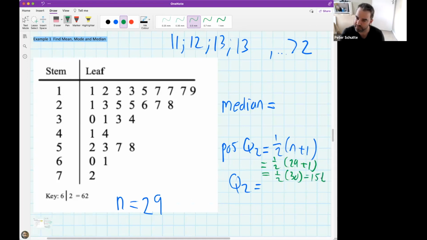And this is going to be the 15th position. So what is the value of the number that is in the 15th position? I have to count. 2, 3, 6, 9, 10, 11, 12, 13, 14, 15. But that isn't the number 7 because there's a scale here. The median is going to be 27. And so there's 50% of the data above the median, and 50% of the data below the median.